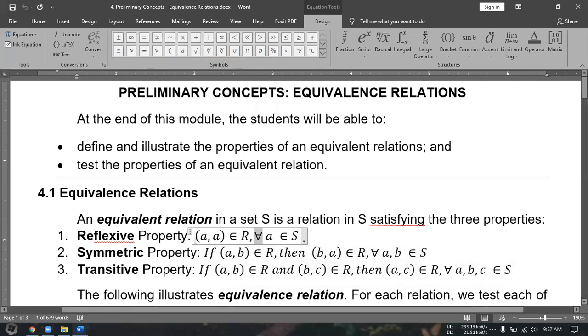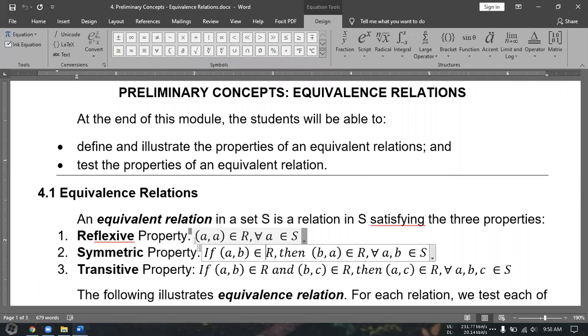We have the relations AA, or the ordered pair (A, A), which are elements of R, for all A element of S. By the reflexive property, an A is always related to itself. Yun lang ibig sabihin ng reflexive property.